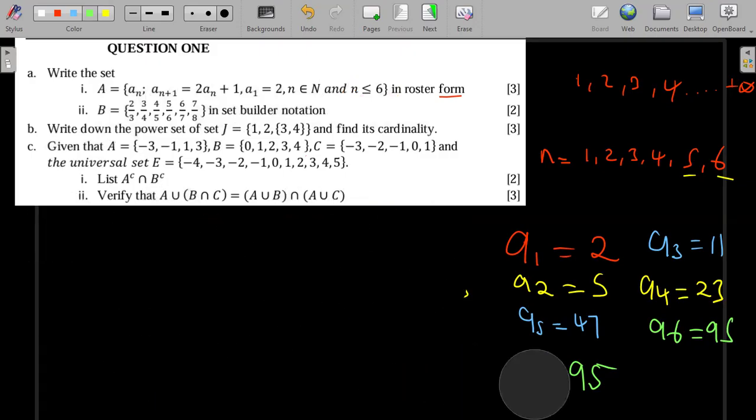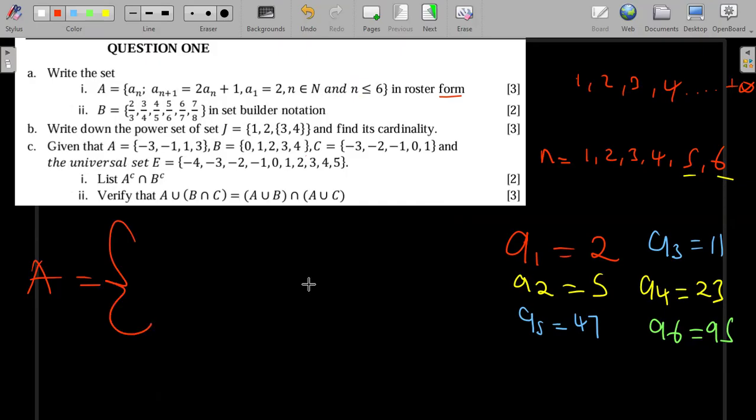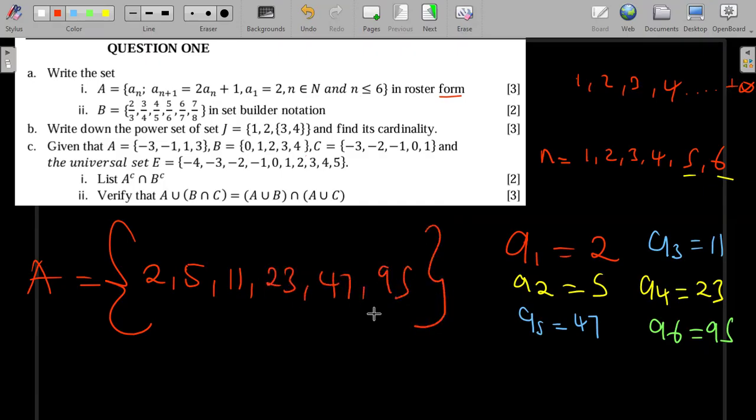Now we can write it in roster form. So we're going to say the set A is equal to, 2 is the first one, and then we have 5, then 11, then 23, and then 47, and then 95. So this set that we had on A, when we write it in roster form, is this set here. That's how you answer A.